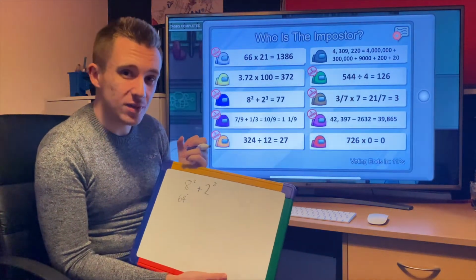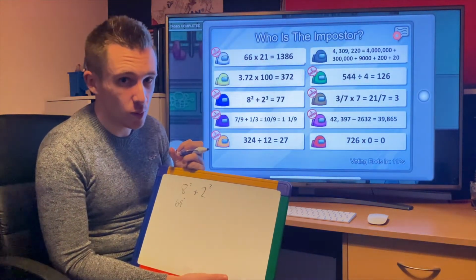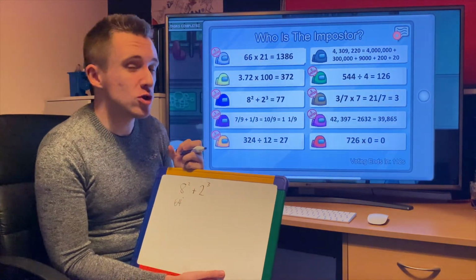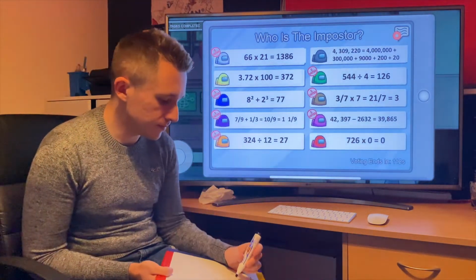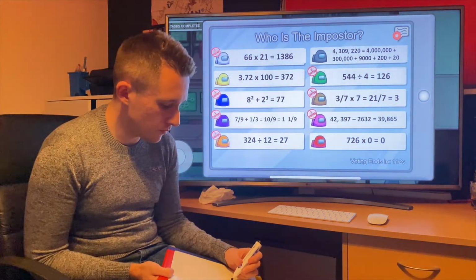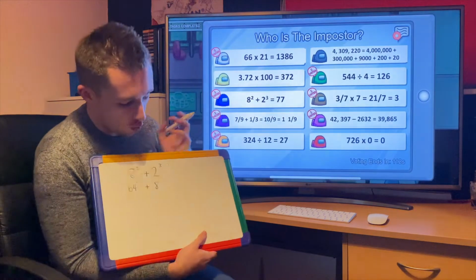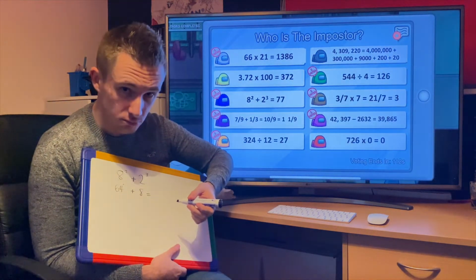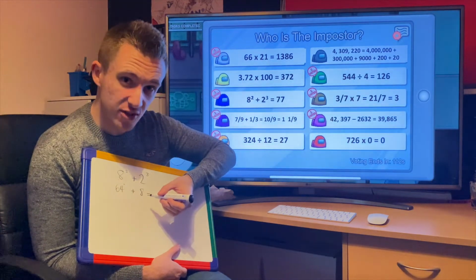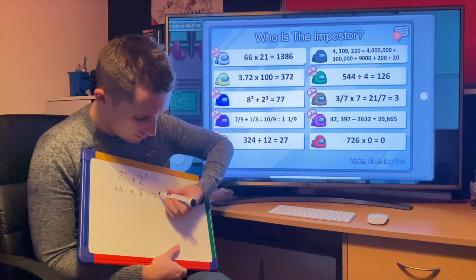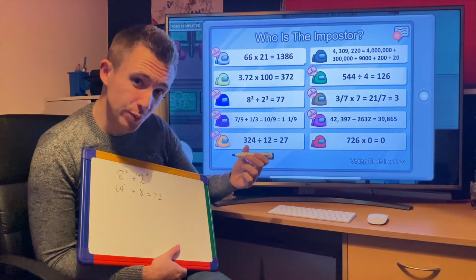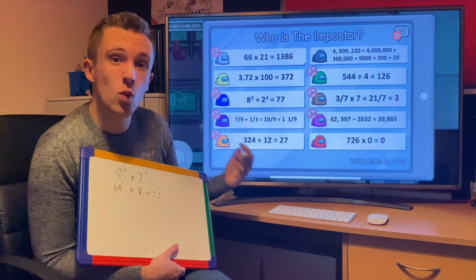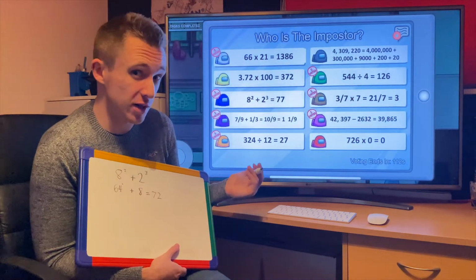2 cubed is 2 times 2 times 2. Well, 2 times 2 is 4, and 4 times 2 is 8. So we have 64, add 8. Well, if I add 6 to that, it's 70, 2 left over, 72. So, blue is one of our imposters. Possibly the only one, we'll see.